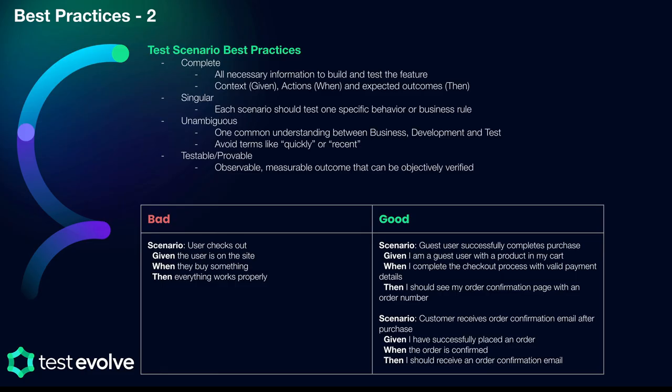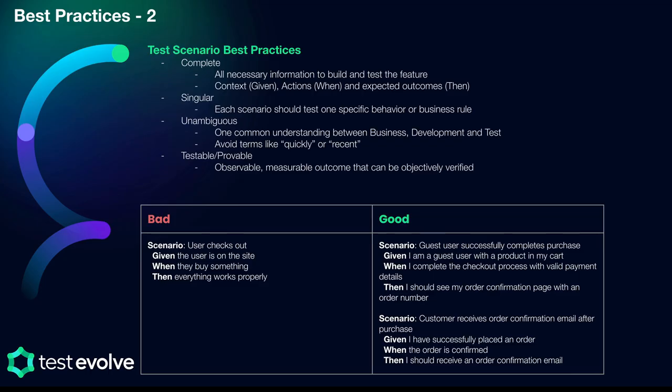The next best practice we're going to look at is a very general one. These are things that should be taken into consideration at all levels of testing, really. We want our scenario to be complete, singular, unambiguous, and testable. What we mean by complete is that we need all necessary information to build and test a particular feature. And BDD gives us a good blueprint for making sure that our scenario is complete.